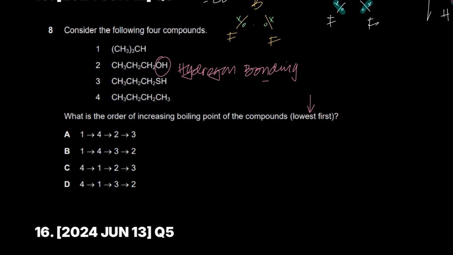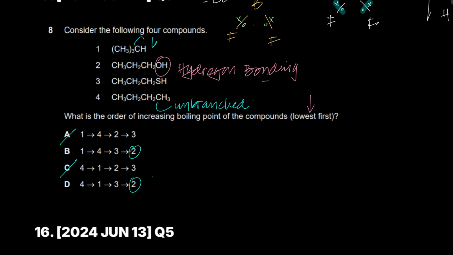So 2 is going to have the highest boiling point. So therefore, C and A are incorrect. Now, if I look at B and D, I just have to figure out whether 1 is the lowest or 4 is the lowest. If you look at 1 and 4, the only difference is this one is unbranched, and the above one is branched.